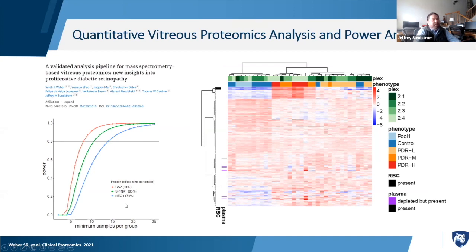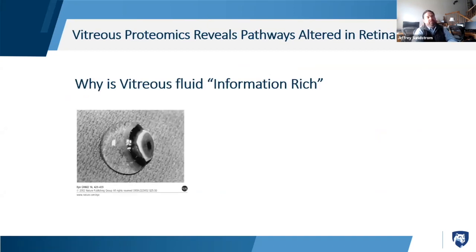We actually have a very large vitreous biorepository, and we're working through different disease states to identify novel pathways associated with various retinal diseases. So the next question our lab had is, why is the vitreous information rich? As I told you, this is typically surgical waste.